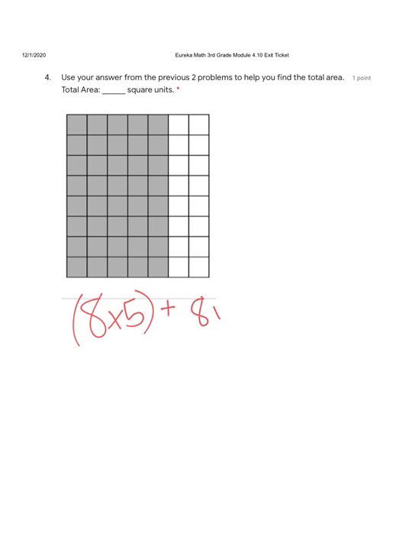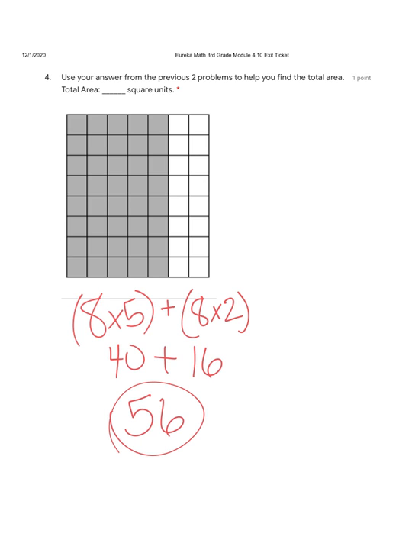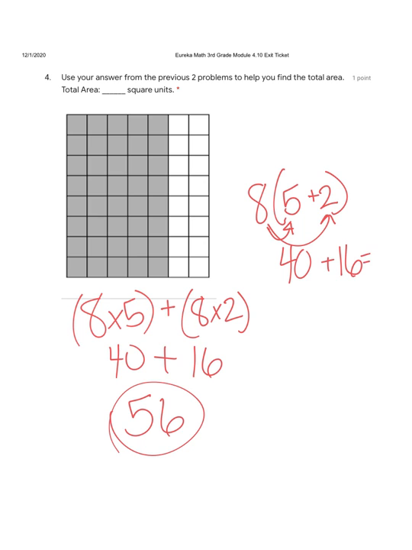We'll add those together. 8 times 5 is 40, plus 8 times 2, that's 16. 40 plus 16 is 56. Another way that we could do this, guys, is we could do 8 times 5 plus 2. So 8 times 5 we know is 40, and 8 times 2 we know is 16. 40 plus 16 is 56.